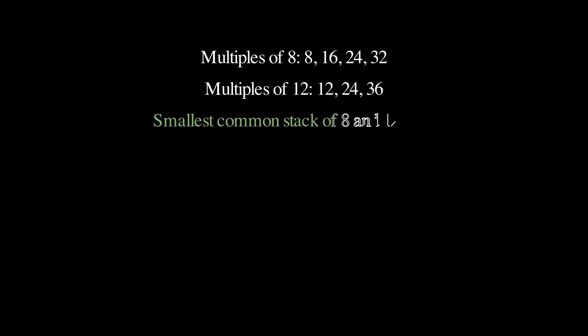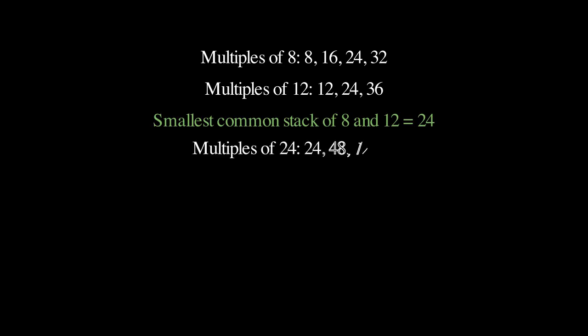First, combine 8 and 12. Stacking 8 gives 8, 16, 24, 32. Stacking 12 gives 12, 24, 36. The smallest number common to both those lists is 24, so every 24 minutes the first 2 friends are together.